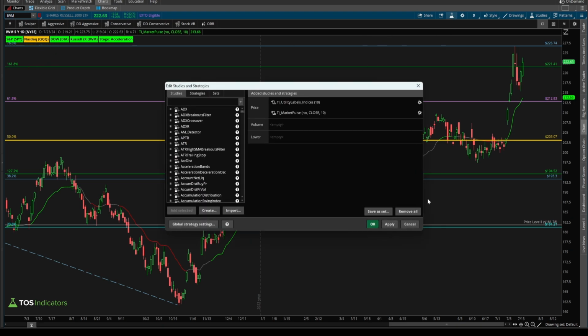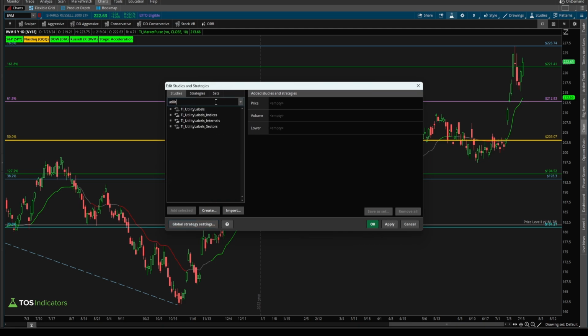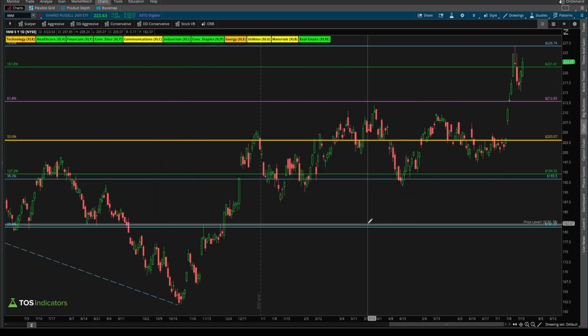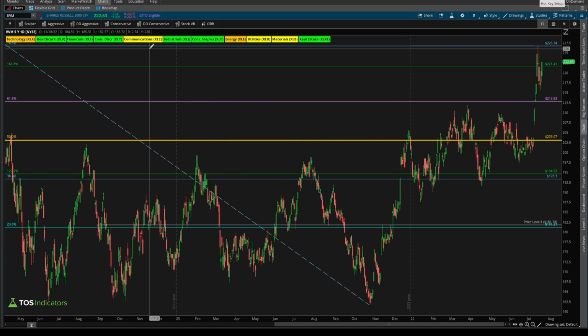Now let's crack open the sectors to see where we might have some opportunities there. I'll load in our sector utility labels this time. And just like with the index markets, we were able to see at a glance, we can see sectors at a glance as well and what market stage they're in. So right off the bat here, we can see that healthcare, financials, consumer discretionary, industrials, consumer staples, and real estate are the stronger sectors right now.